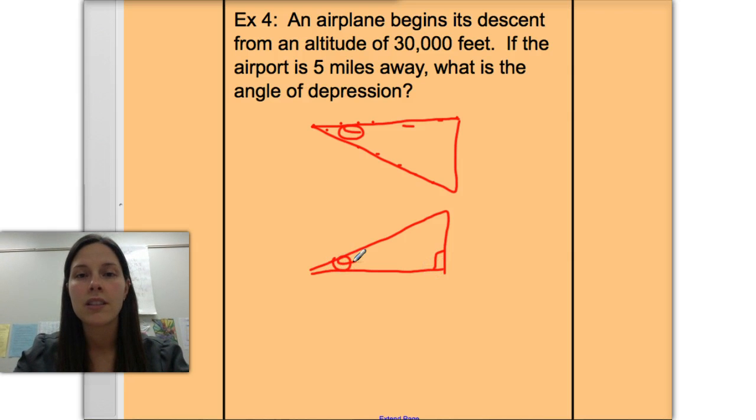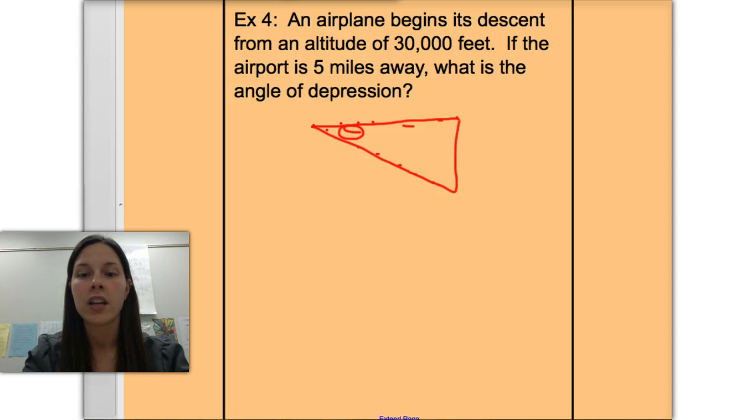A lot of students get angles of depression wrong because they form it with a vertical line and a line of sight off to the side. So make sure when you do angles of elevation and angles of depression, you always start with a horizontal line before you create your line of sight.